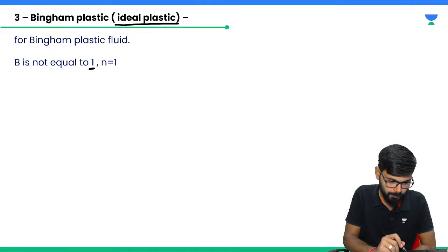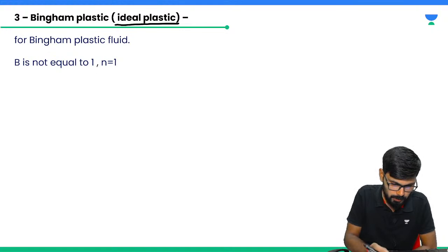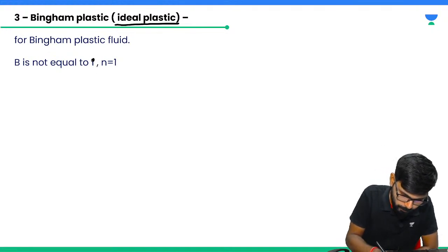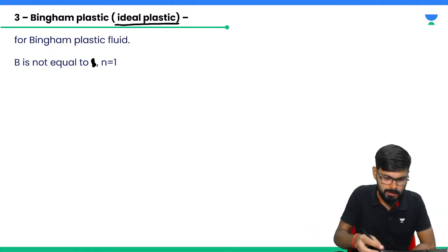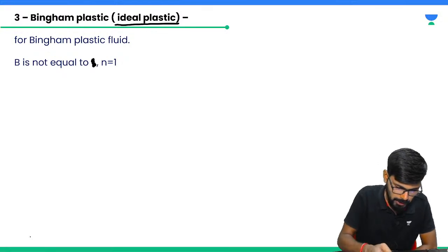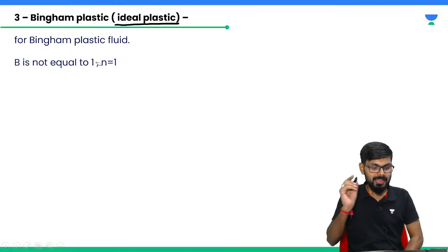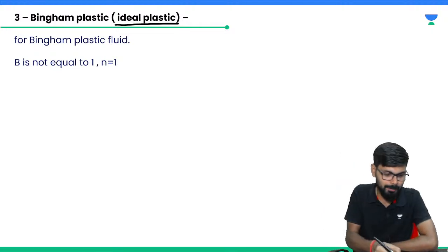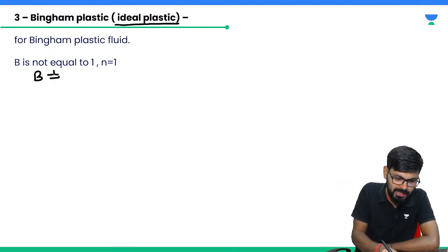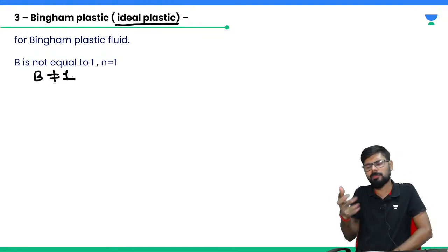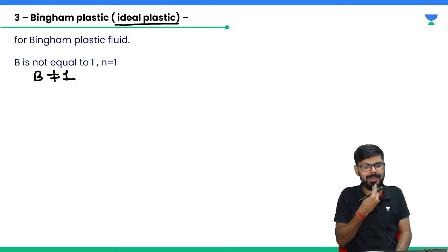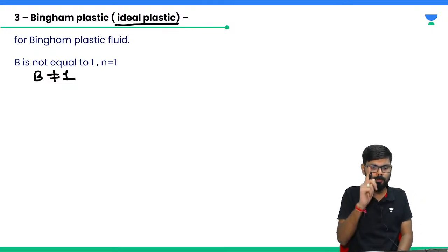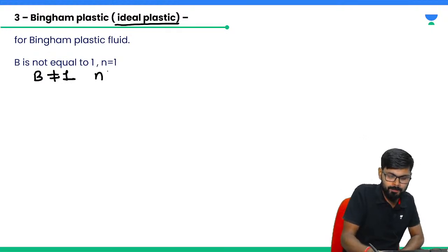No, B. Sorry. Here B is not equal to 1. Okay, I had written it correctly. For Bingham plastic, B is not equal to 1. It is some other value, maybe 2, maybe 3, maybe 4, maybe anything. And for Bingham plastic or ideal plastic, the N value is equal to 1.